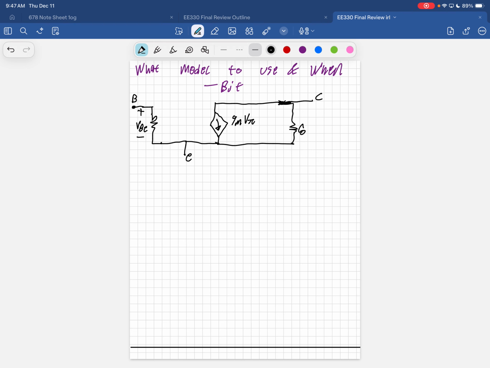Cool. And can anyone tell me when you would use the pi model? There's no resistor at the emitter. Yep, exactly. Another way of saying that same thing, common emitter? Yes. A third way of saying that same thing is if E is grounded.